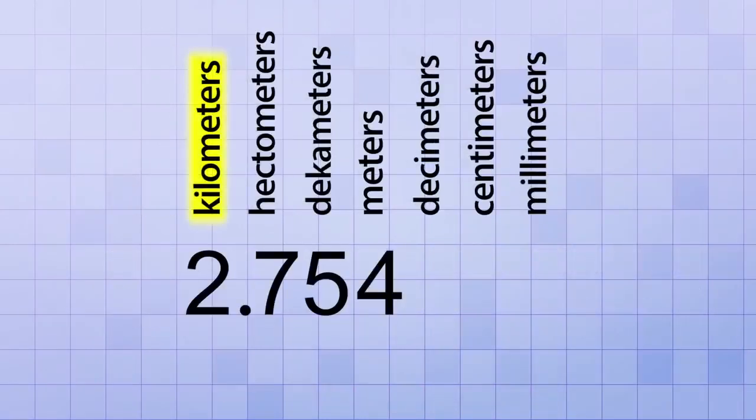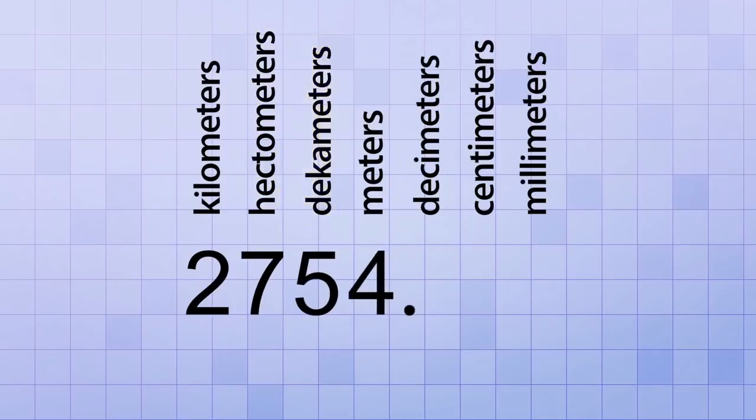2.754 kilometers is the same as 27.54 hectometers, which is the same as 275.4 decameters, which is the same as 2,754 meters, which is the same as 27,540 decimeters, and so on.